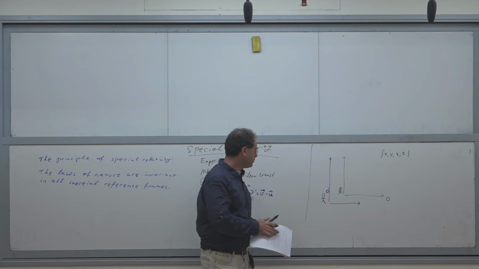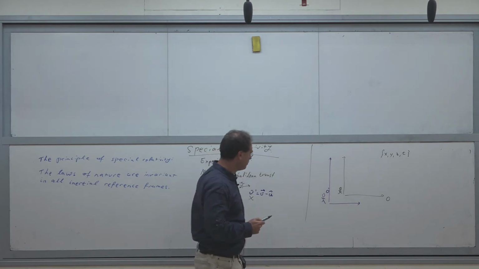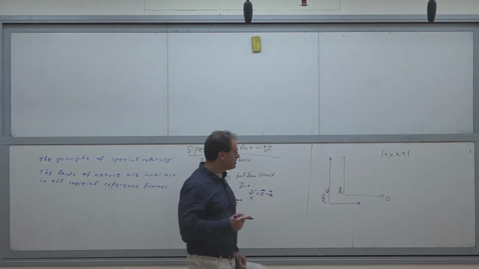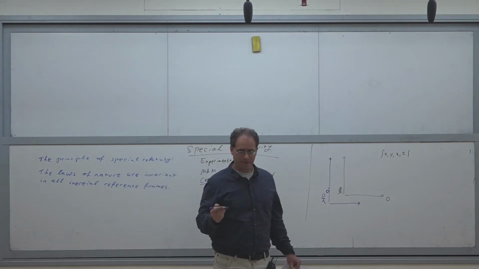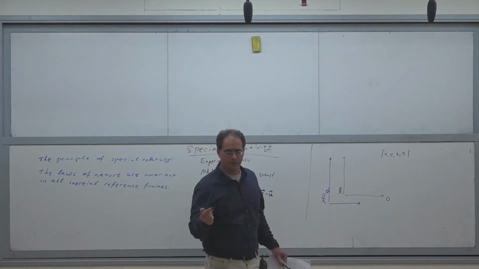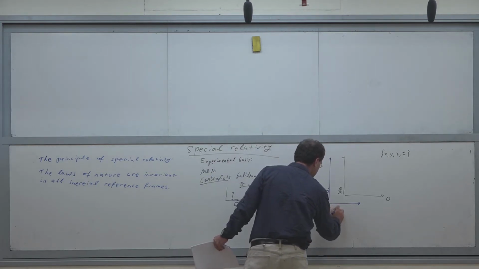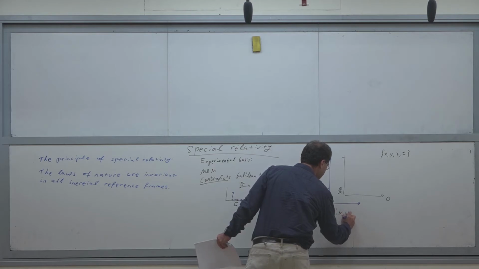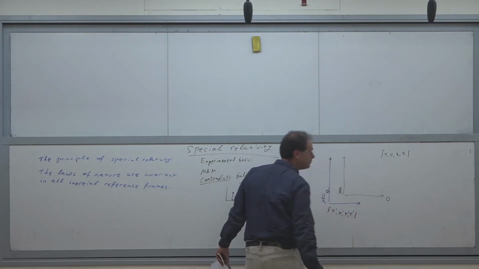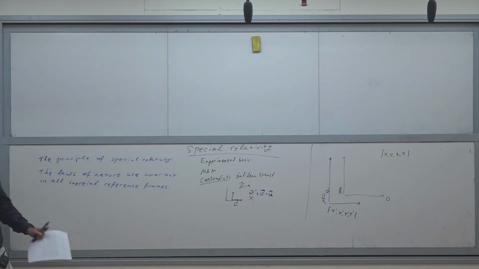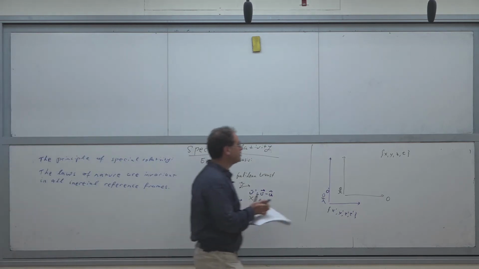And of course, the purple observer, which may be moving with respect to the black one, specifies the same event in his or her frame using the coordinates x prime, y prime, z prime, and t prime. So both refer to the same event. Something happens.